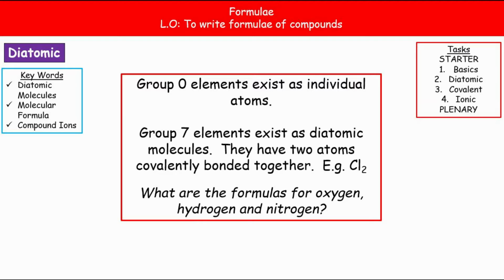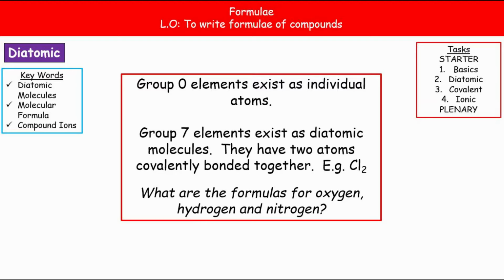If we go one group to the left to group 7, the halogens, then these exist as something called diatomic molecules. So di meaning 2 and atomic meaning atoms. So these are 2 atoms that are covalently bonded together, and it's a covalent bond because they're nonmetals. A good example of that is chlorine. So rather than just writing Cl for chlorine, because it's a diatomic molecule, it's always going to go around as that pair of chlorine atoms. So we must write it Cl with a little subscript 2, so a little number 2 to the bottom right there.